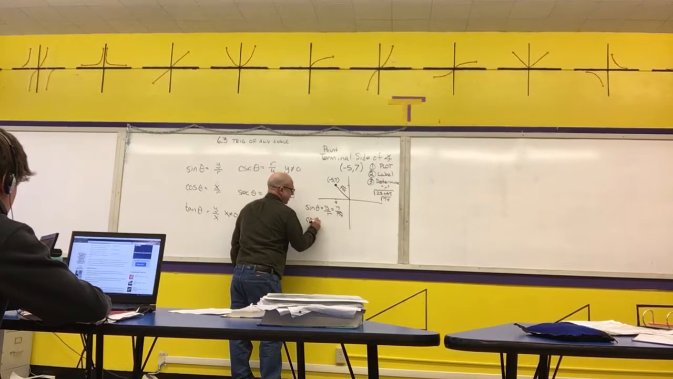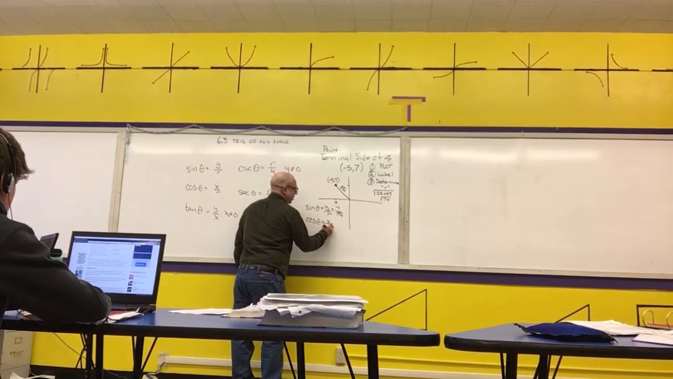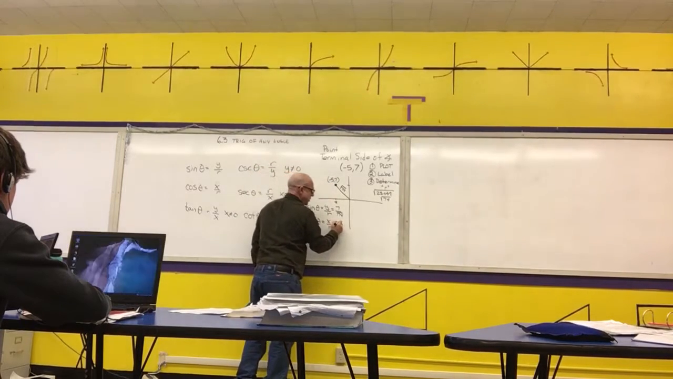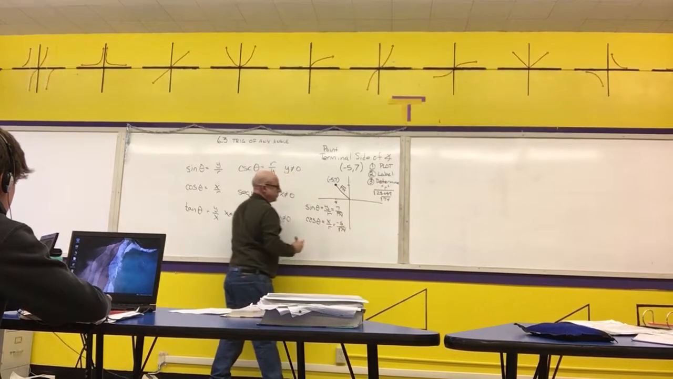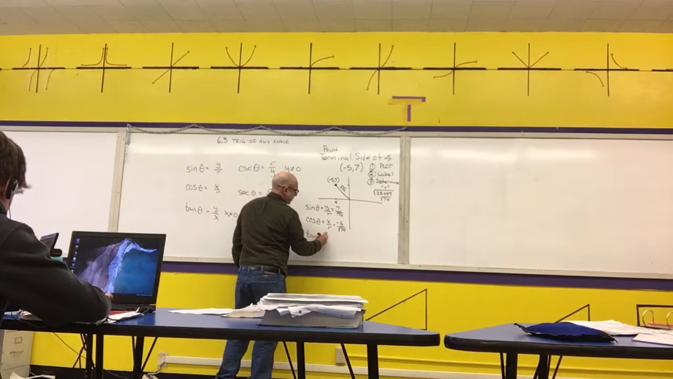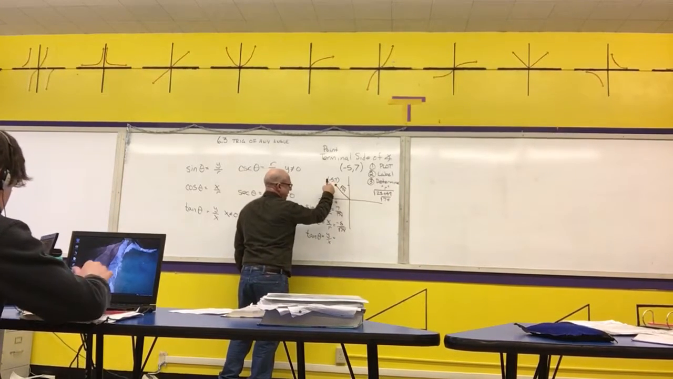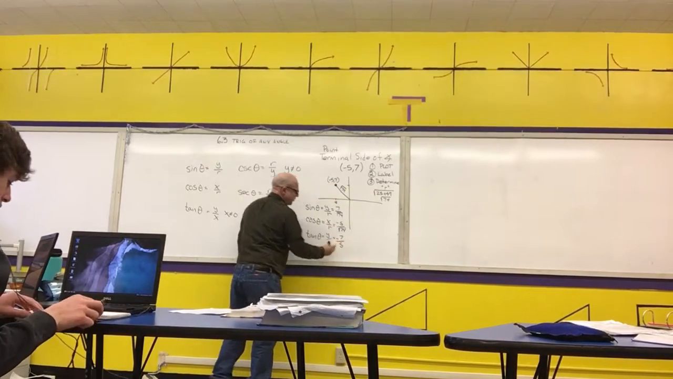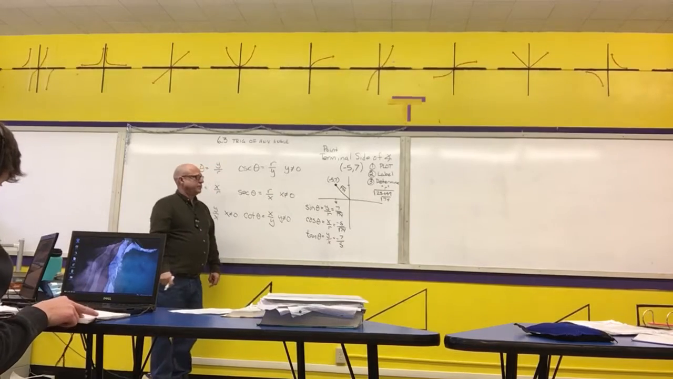So for cosine of theta, we know it's x over r. My x is negative 5 over the square root of 74. Tangent of theta is y over x. Y is 7, x is negative 5. So my tangent is negative 7/5.